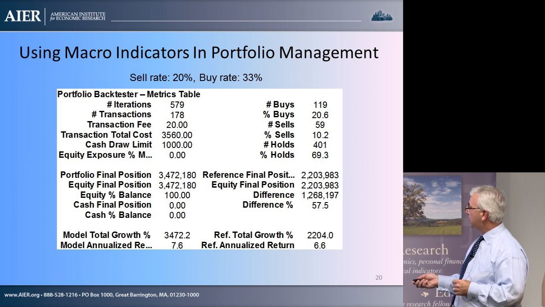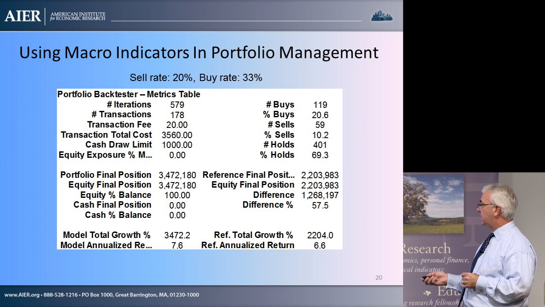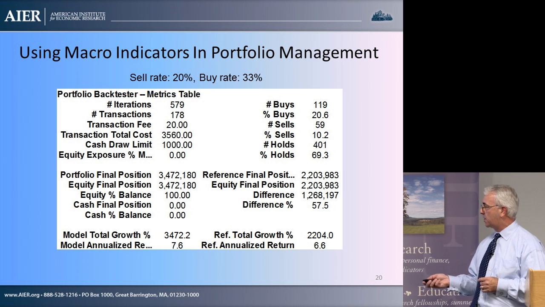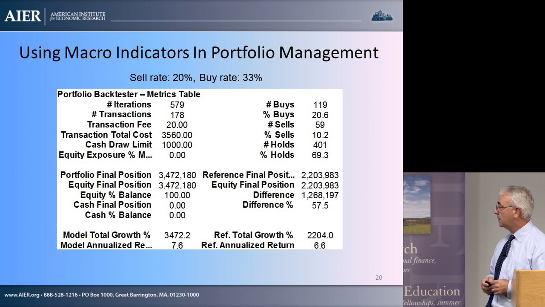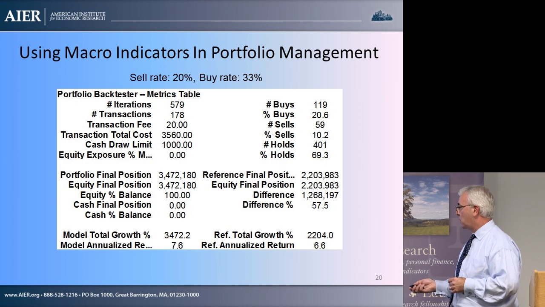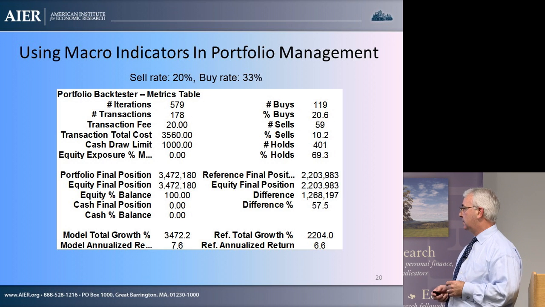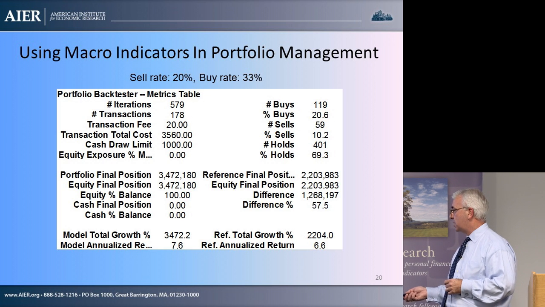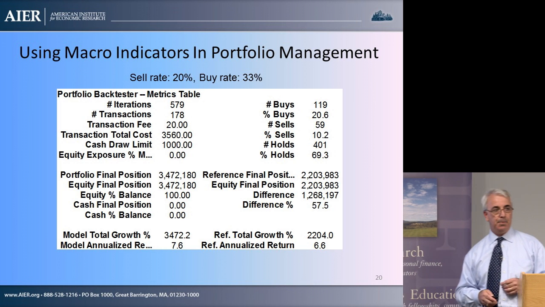Overall performance, same 2.2 million in the base portfolio. We're now up to almost 3.5 million. So that's a difference of 1.25 million. We beat the base portfolio by over 50%. We've increased our annualized returns by a full 100 basis points over the entire period.